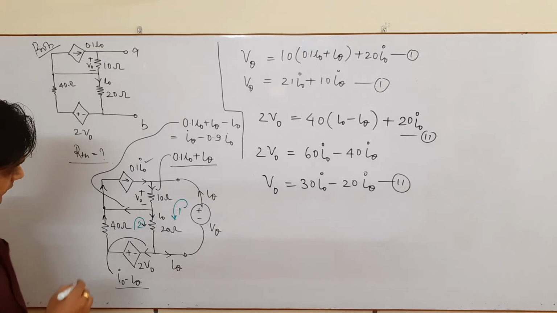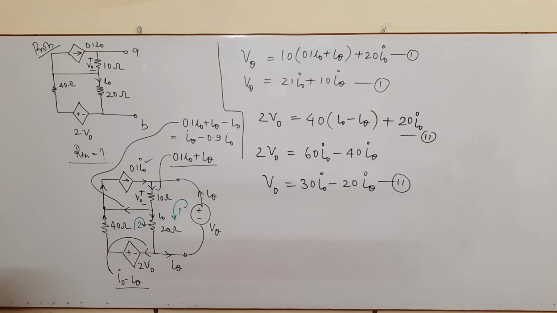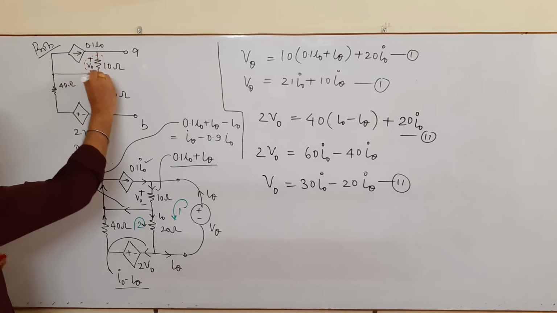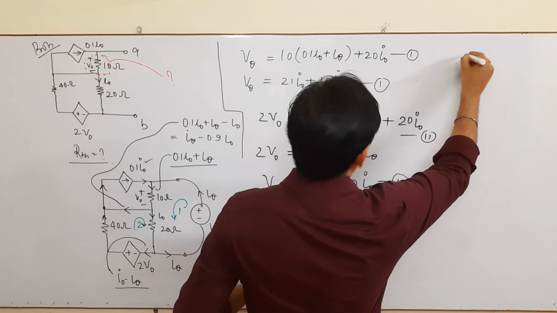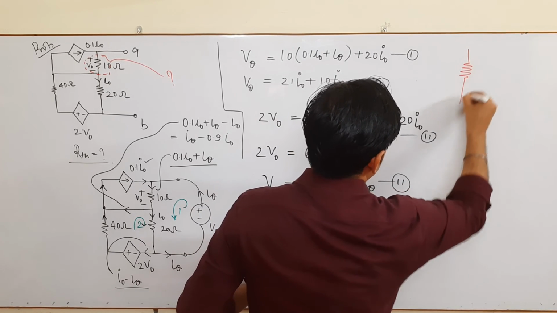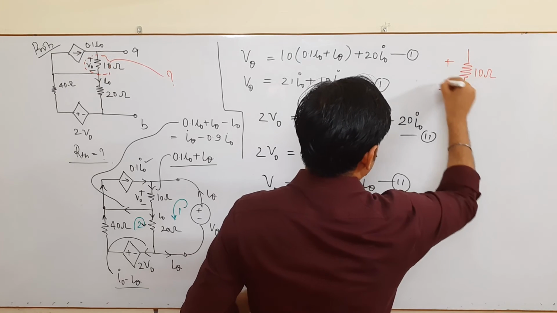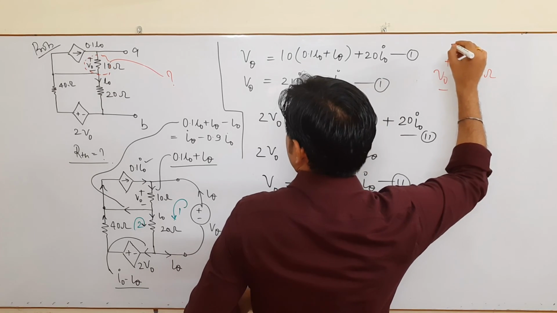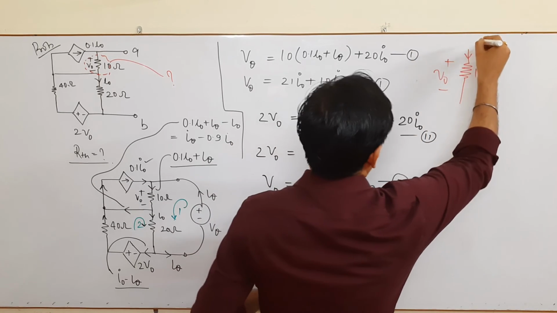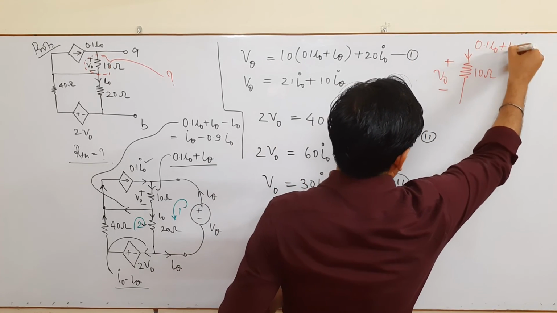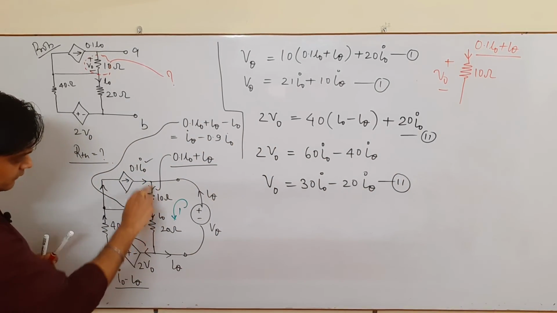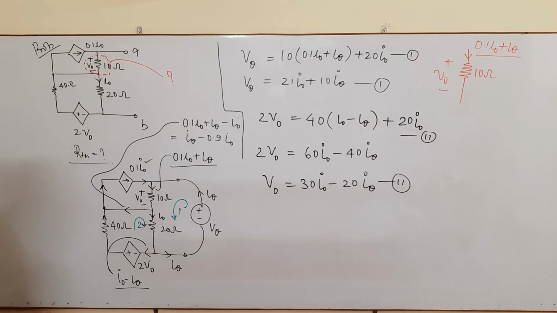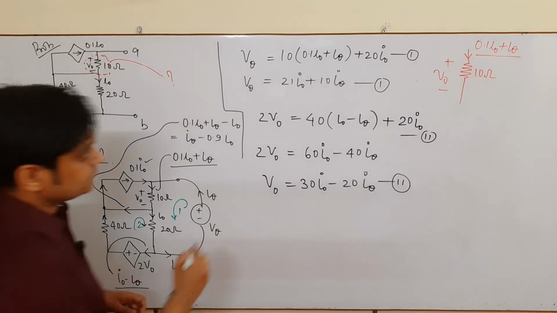Okay, so just see this part. If I see this part, can I redraw this? Please see here. Actually this is your 10 ohm resistance and here the voltage is V naught, and what is the current here? The current here is 0.1 I naught plus I theta, the current which is flowing here. See, this is the current flowing in this branch and the same I have drawn there. So can you find the value of V naught?